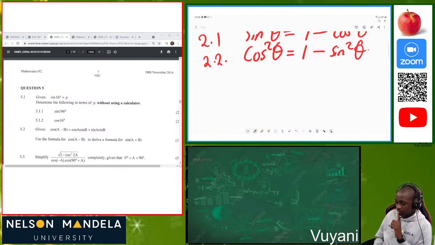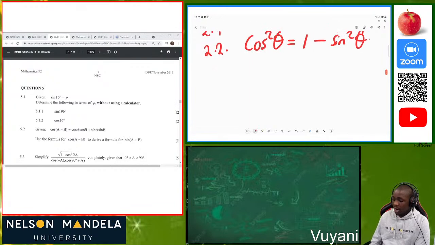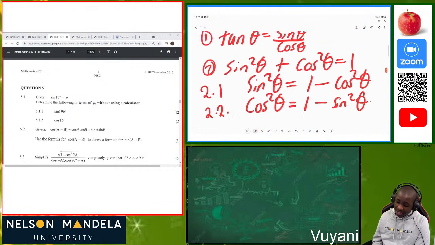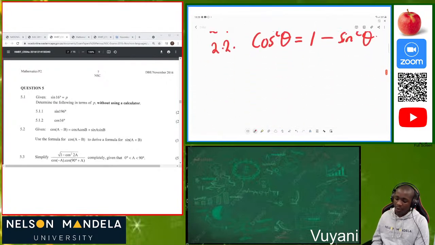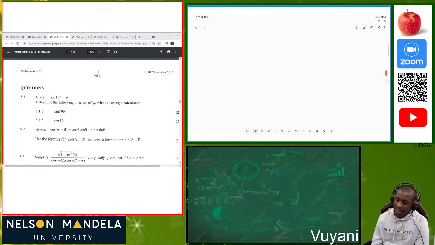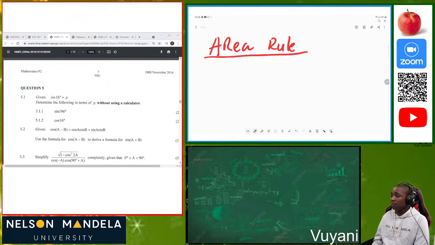Okay, now we are done with these identities for grade 11. For grade 11 we're done. Now we're gonna go to the area rule. Calculating the area of a triangle.